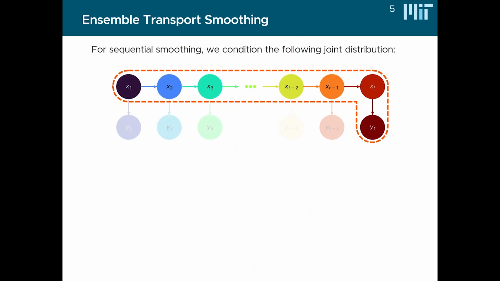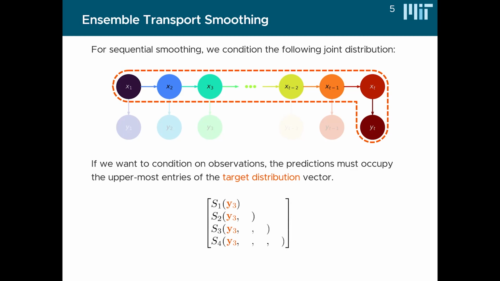Now, if you want to use this operation, this conditioning trick, then there are a few things we have to watch out for in the construction of our map. First and foremost, to use this conditioning trick, we must skip past the entries that we want to condition on. So the values we want to condition on must occupy the uppermost entries of a transport map. But this leaves us with a lot of freedom on how we arrange the remaining blocks for the states from x1 to xt.